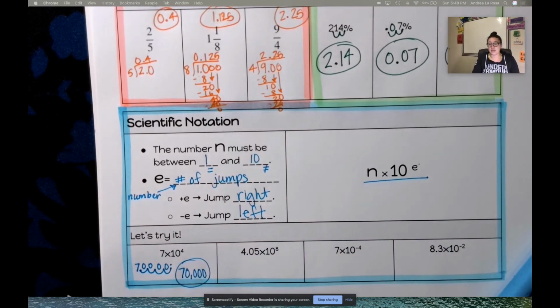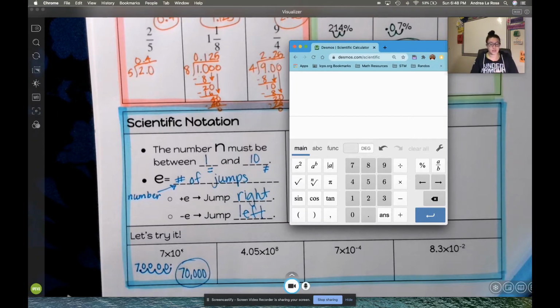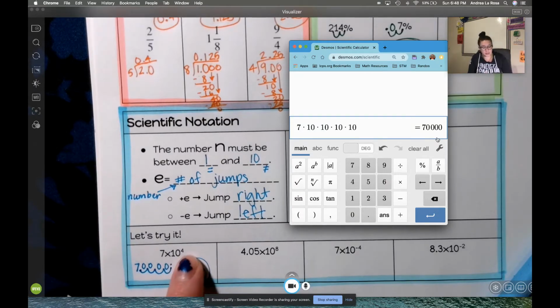A way that you can do it on the calculator is I can take 7 times 10 times 10 times 10 times 10, and I can get 70,000 that way. So you can use the calculator, but you need to know for a positive exponent, you're multiplying times 10 4 times.